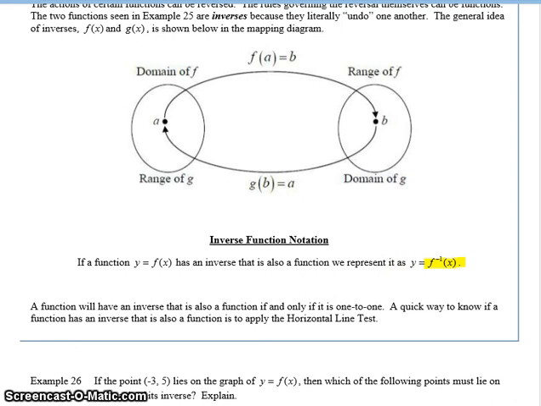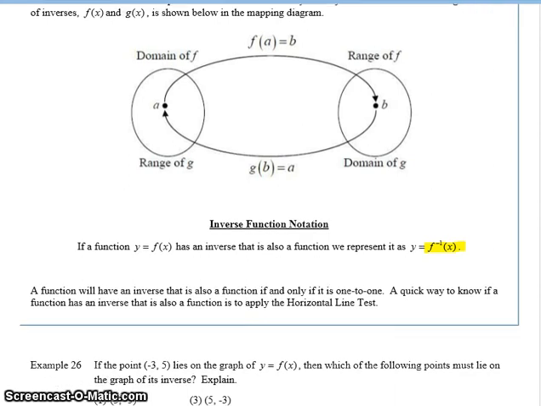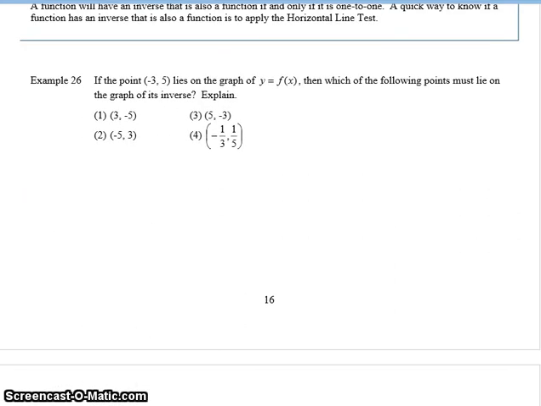Okay? All right, a function will have an inverse that is also a function if and only if it is one-to-one. Okay, so that's something to really pay attention to. So let's read that again. A function will have an inverse that is also a function if and only if it is a one-to-one function. Okay, so if it's a one-to-one function, its inverse will also be a function. That's what that means. Example 26.